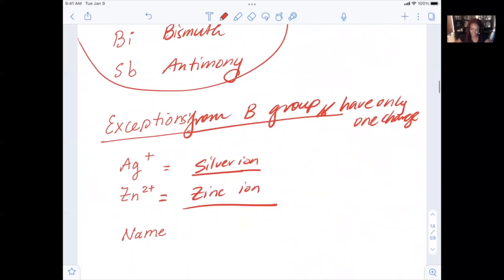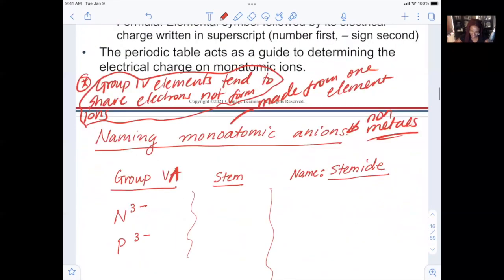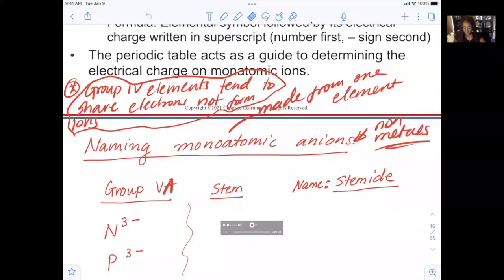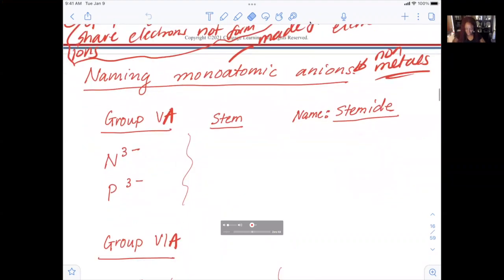Okay, where was I before I went talking about random things? Okay, I'm picking up where I left off. So we're naming monoatomic anions, and as I mentioned before, these are the nonmetals. To name them, we have to review stem names. So I'm assuming that stem names have either not been covered, at least I know I haven't covered them, or if you've covered it, don't worry about it. It's going to be a review for you. All the elements tend to have common stem names, okay?